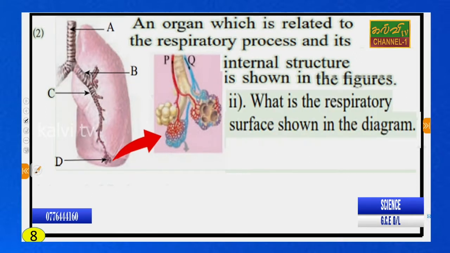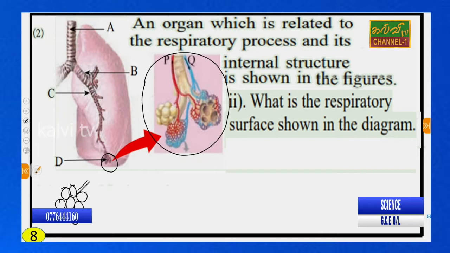Next question. An organ which is related to the respiratory processes and its internal structure is shown in the figure. What is the respiratory surface shown in the diagram? Actually, a small part of this is going to be enlarged here, right? What is the respiratory surface? We find small bags like grapes. The small bags are the alveoli.